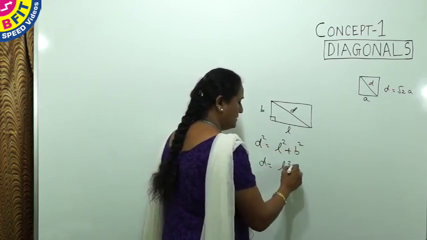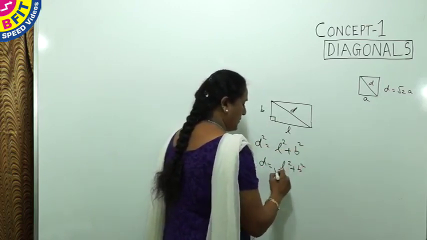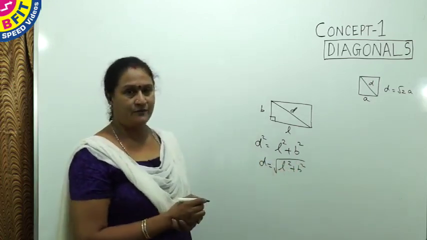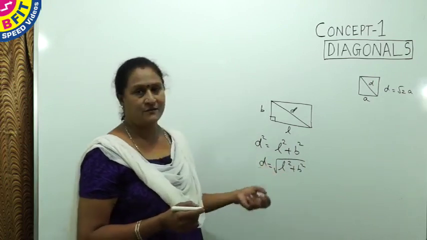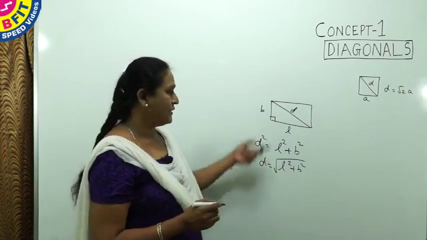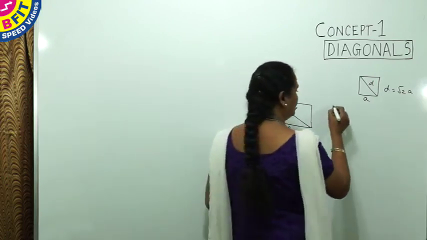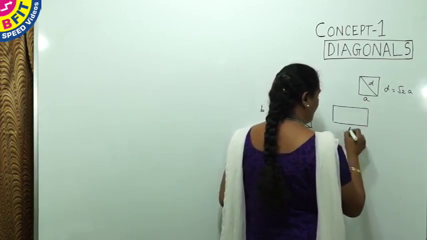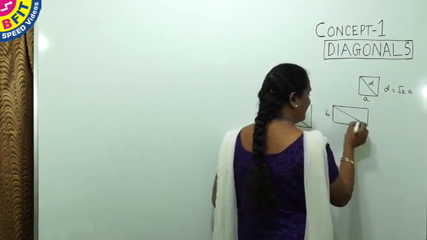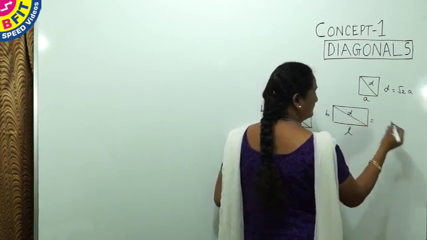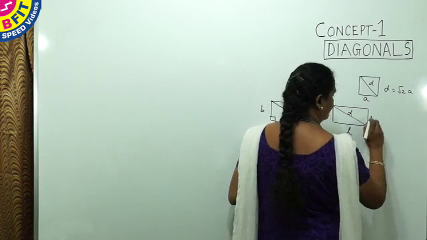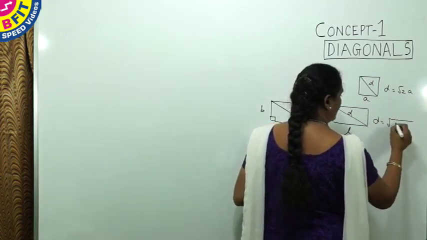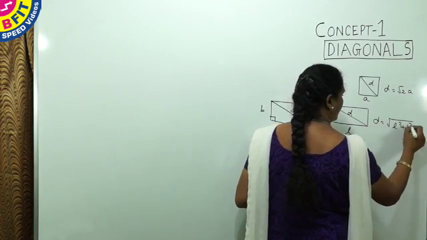So the diagonal is the square of this length and breadth added, then take the square root. And the units here are just the same units. So the diagonal of a rectangle of length and breadth is root of L square plus B square.